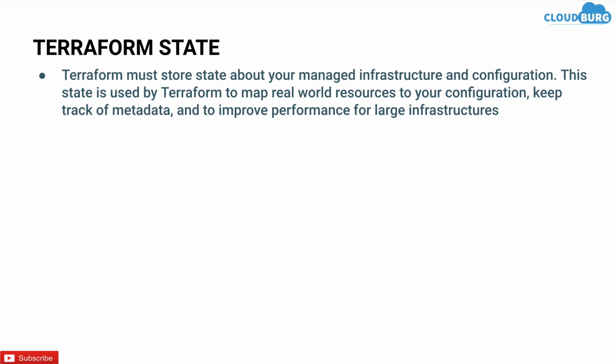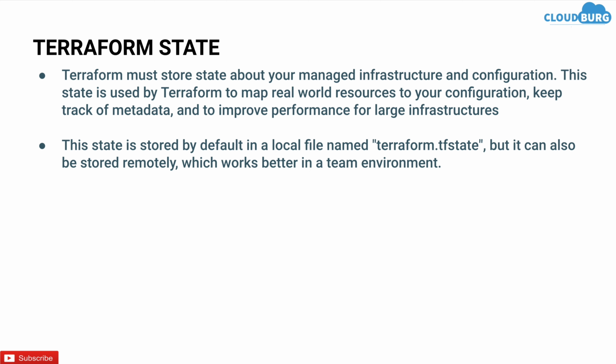Terraform must store state about your managed infra and configuration. This state is used by Terraform to map real-world resources to your configuration, keep track of metadata, and to improve performance for large infra. This means the Terraform state will store all the state of the resources that exist in your Terraform configuration. This state is stored by default in a local file named terraform.tfstate, but it can also be stored remotely, which works better in a team environment. Suppose you have a larger team, so it is suggested to use remote state instead of local state.